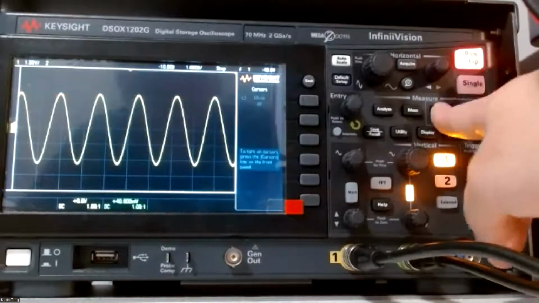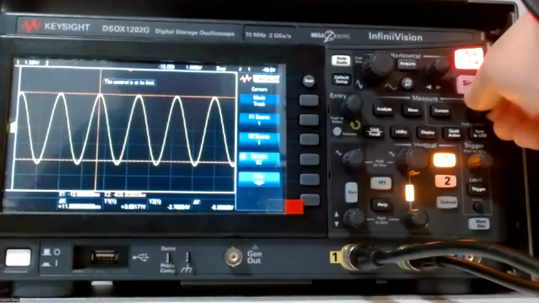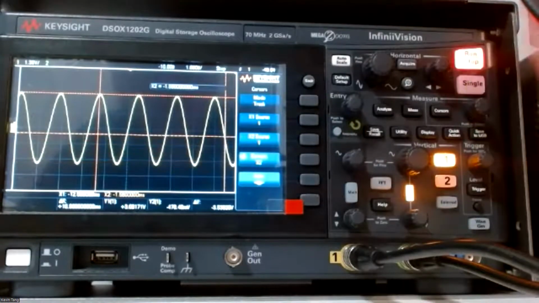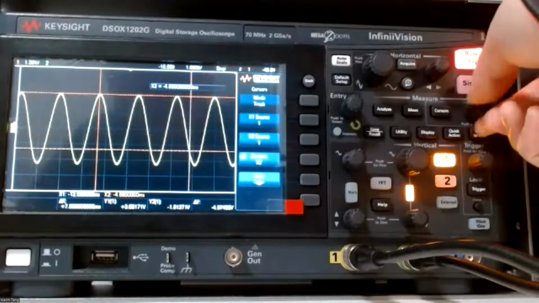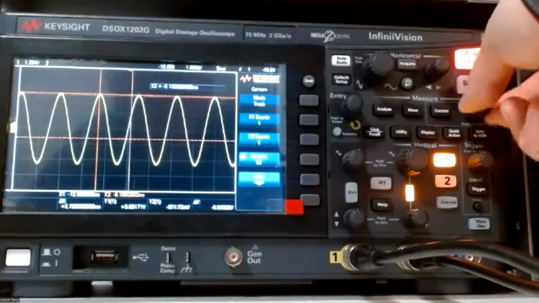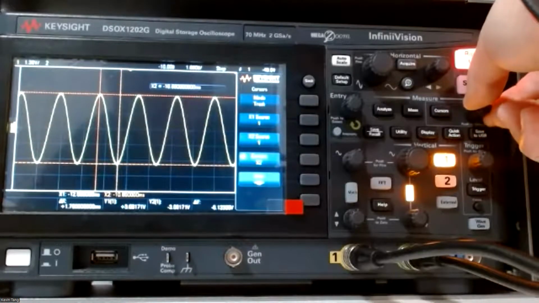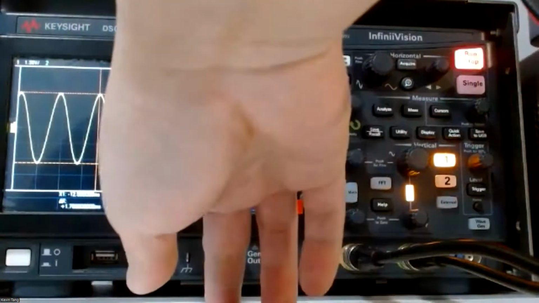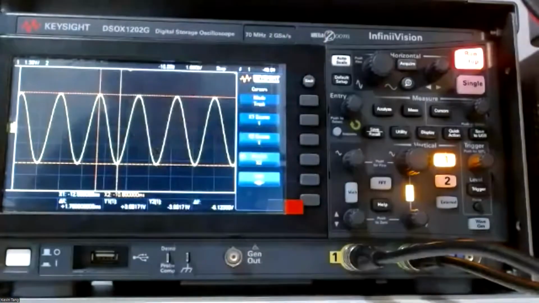So let's get another cursor. Let's get cursor 2 because we need to find the difference, right? Now cursor 2 is coming out from the other side. You see it? So now let's move it to the bottom. Okay, and you can see it's giving me minus 3.06. So that's your V min, and that's your V max.